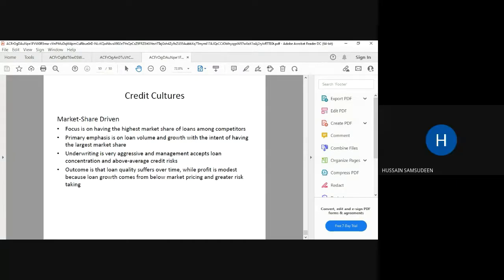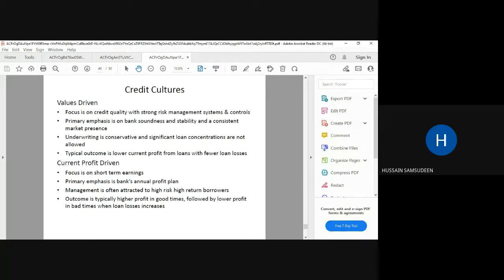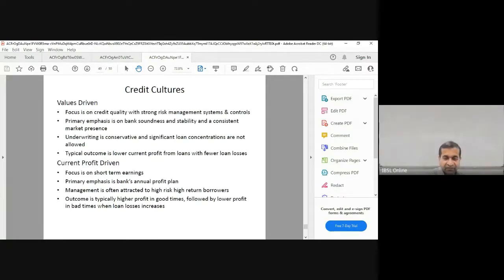Can I interrupt you? Yeah, why not? Can you kindly tell me what you mean by underwriting? Yeah, underwriting is another word for credit appraisal or credit evaluation. In typical textbooks, for the purpose of credit evaluation, they say credit underwriting. There is nothing much, it is another word.